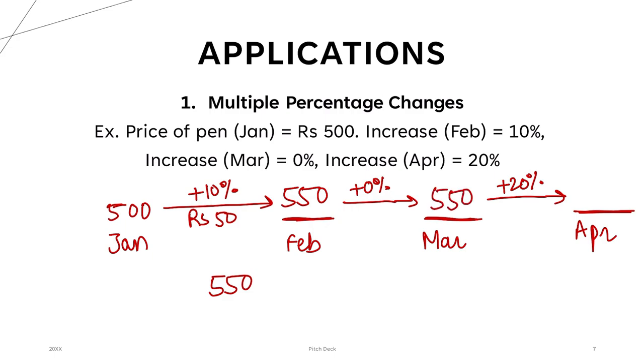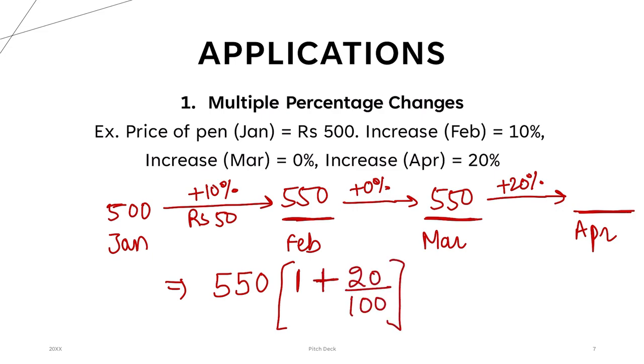Now, from 550, there is an increase of 20%. See, there is a way. Write it like this: 550 times 1 plus the percentage change, 20% divided by 100. This is how you calculate the final value. 550 is the initial value; 1 plus the percentage change, multiplied by it, is equal to the final value. So what will this be? If you calculate this, 550 multiplied by 1.2 is 660 rupees.